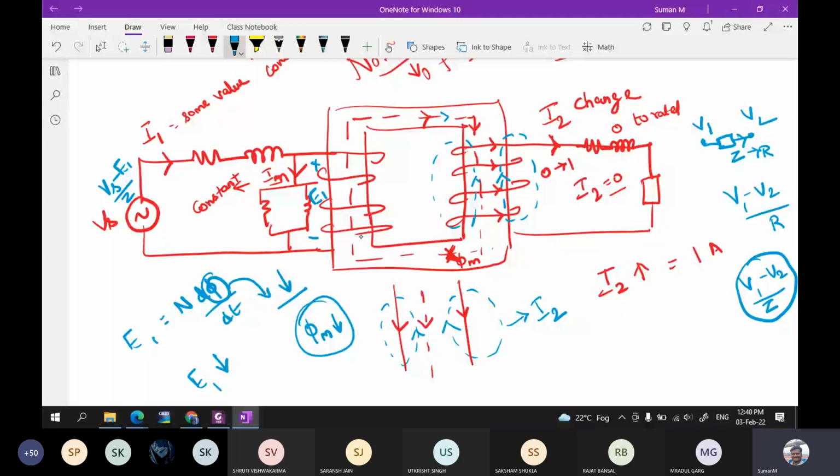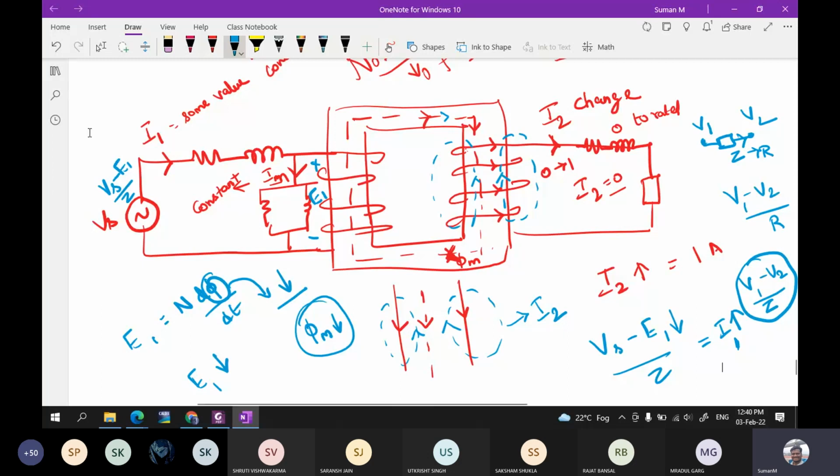So here the difference in voltage is Vs minus E1 divided by Z. So because of the reduction in mutual flux, this E1 is reduced. If the E1 is reduced, then what will happen? The current will increase because the difference in voltage is increased, since E1 is reduced when compared to the previous case. When E1 is reduced, the current which is coming out of the source, that is I1, will be increasing.